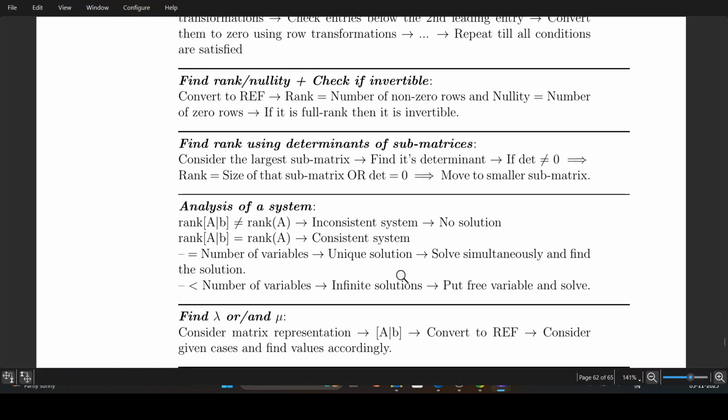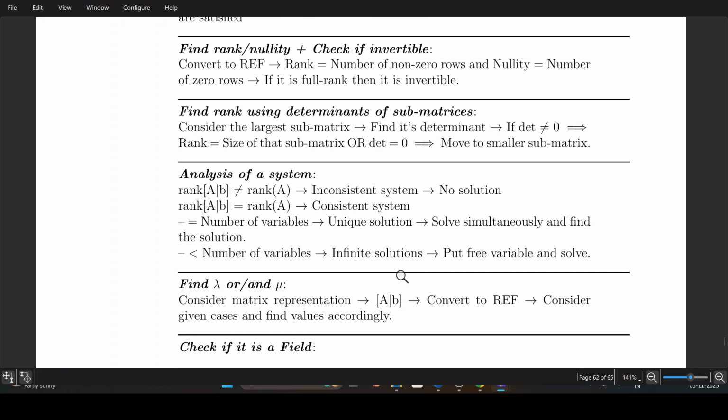Next is finding lambda or mu. So consider the matrix representation. Form the augmented matrix, convert to echelon form. Then consider the given cases, that is no solution, unique solution or infinite solution, and find the values accordingly.